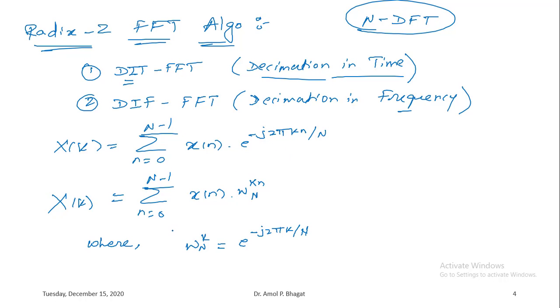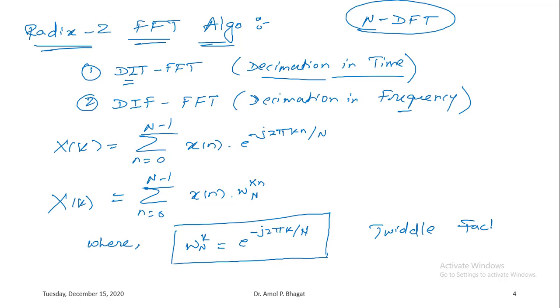Okay, so we'll be using this Twiddle factor when we are using these algorithms, that is the DIT FFT or DIF FFT algorithm for the computation of N-point DFT using FFT, right? So this is called what? Twiddle factor, right? So this is nothing but your Twiddle factor. You have to remember this W_N^k is nothing but e to the power minus j 2 pi k by capital N, right?